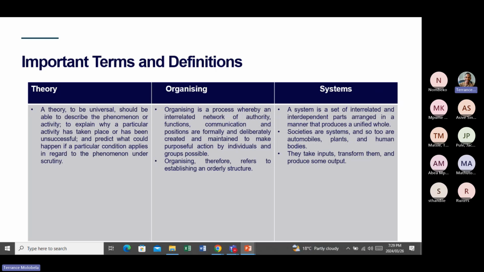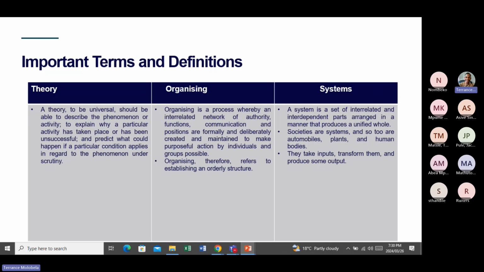So what we're actually saying here is that a theory, number one, describes and explains why something occurs. Again, it also has to make you understand why a particular activity that was undertaken became fruitful or unfruitful. Very, very important. And to some extent, a theory must be able to predict what will happen if you ignore certain elements or aspects within an organization.